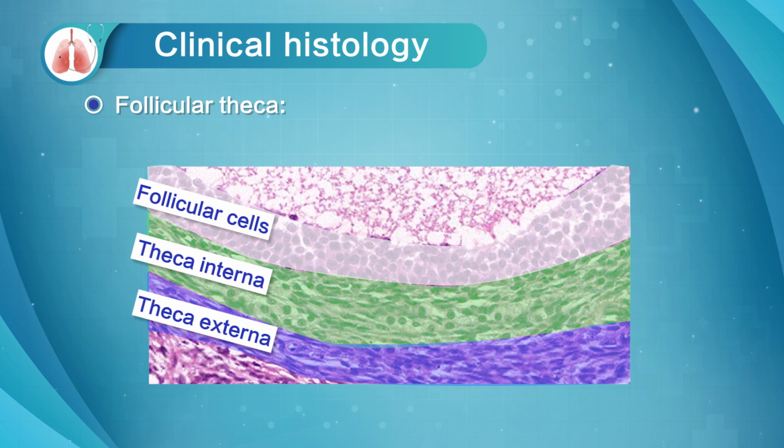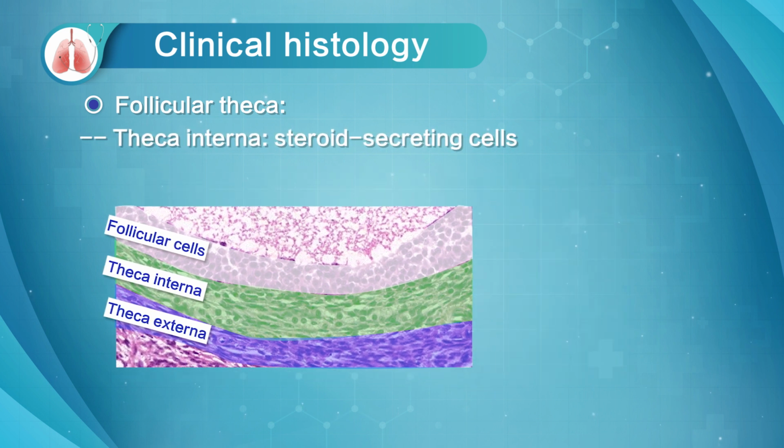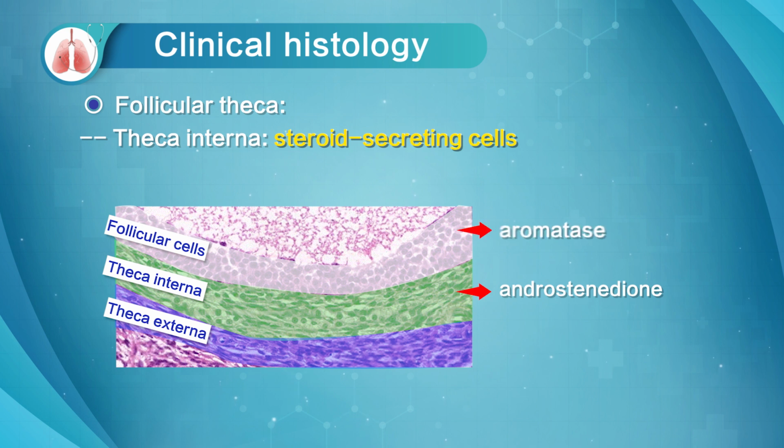This picture shows part of the wall of the secondary follicle. Theca interna cells are polyhedral and pale-stained steroid-secreting cells. Under the influence of LH from the pituitary, theca interna cells synthesize androstenedione, which will be transported into the cytoplasm of adjacent follicular cells. The enzyme aromatase in the follicular cells transforms the androstenedione into estrogen. This is how the female sex hormone estrogen is produced.